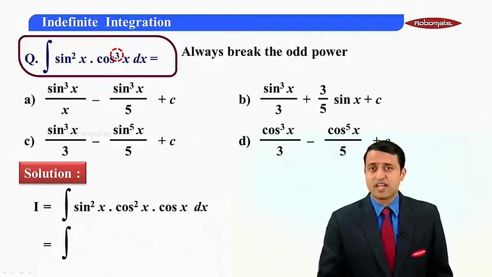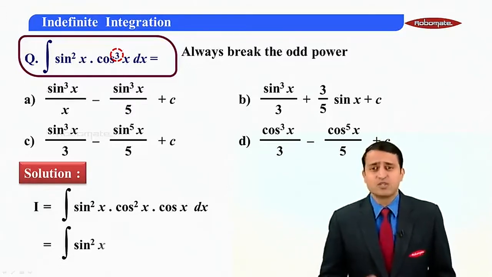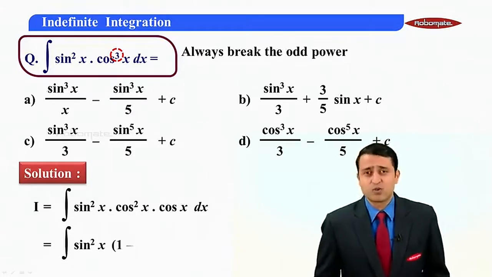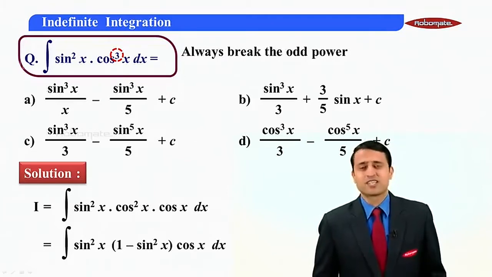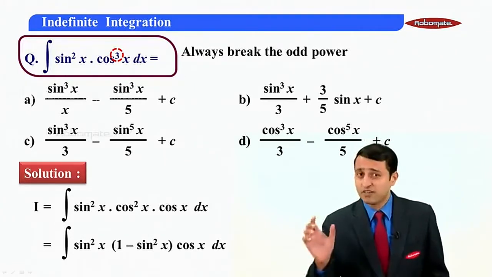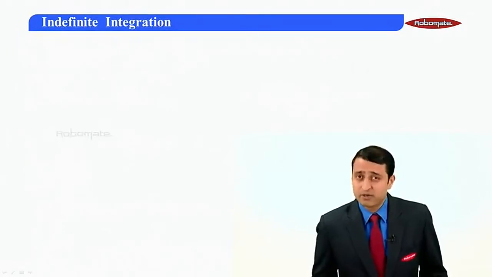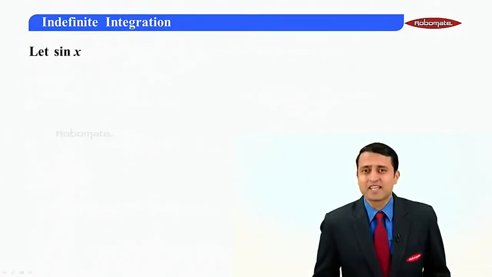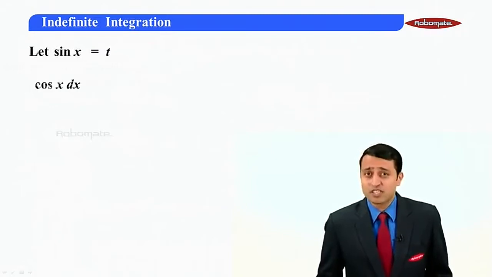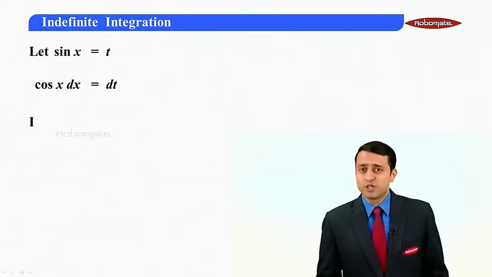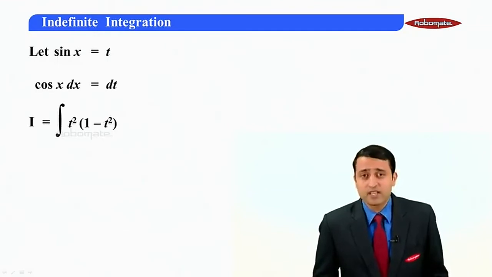Leave the cos x aside. So what we'll do is sine square x into 1 minus sine square x into cos x dx. Now we have a function of sine and its derivative is also present. So we can go ahead and substitute. Let sine x be equal to t. Cos x dx will become equal to dt. So the integral will look like 1 minus t square into t square dt, correct?